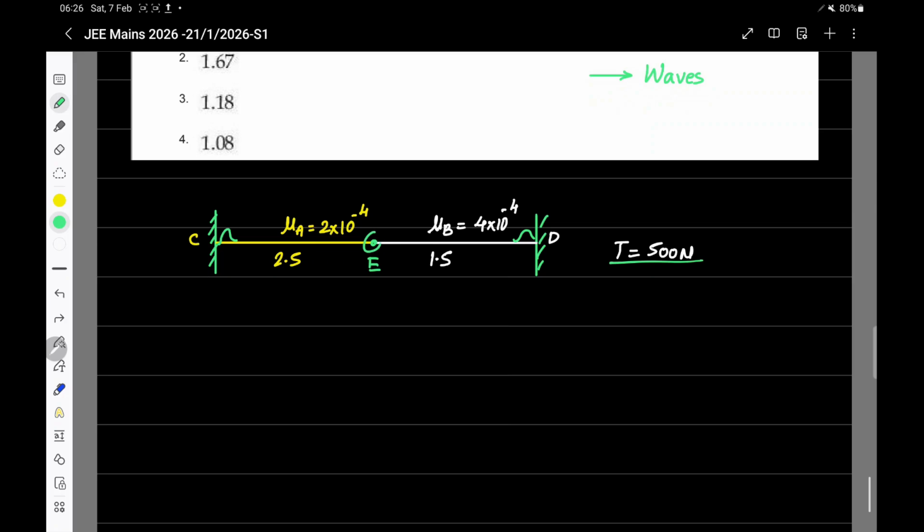So in order to reach the joint E, each wave pulse is traveling the length of one of the rods, correct? For example, the wave pulse generated at C is traveling the length of rod A, and the wave pulse generated at D is traveling the length of rod B. So I can say that the time taken will be equal to the length of rod divided by the speed, because time is equal to distance divided by speed, right?